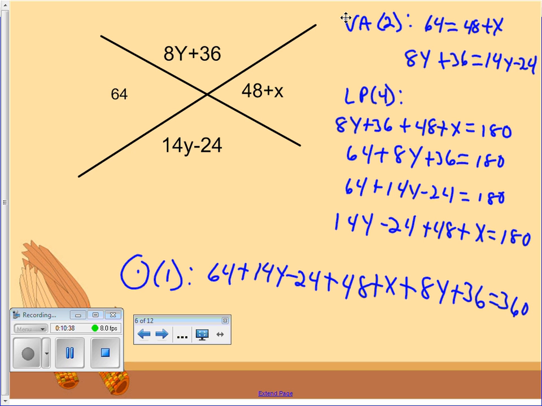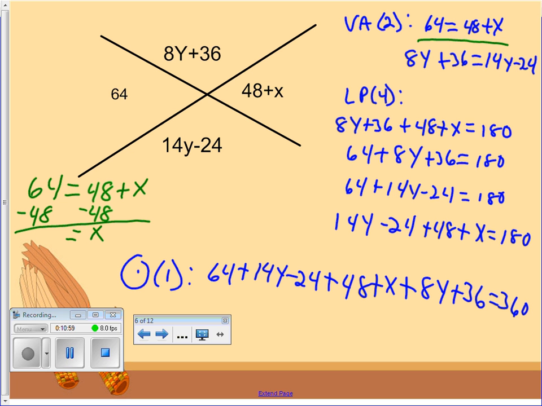Now, if I wanted you to solve for x and y, which one of these equations am I going to choose? Well, for x, I'm going to do the vertical angle. So 64 equals 48 plus x. If I subtract 48, I'm going to get x is equal to 16. Then for y, well, I can use the vertical angles. I think I'm going to use this one.